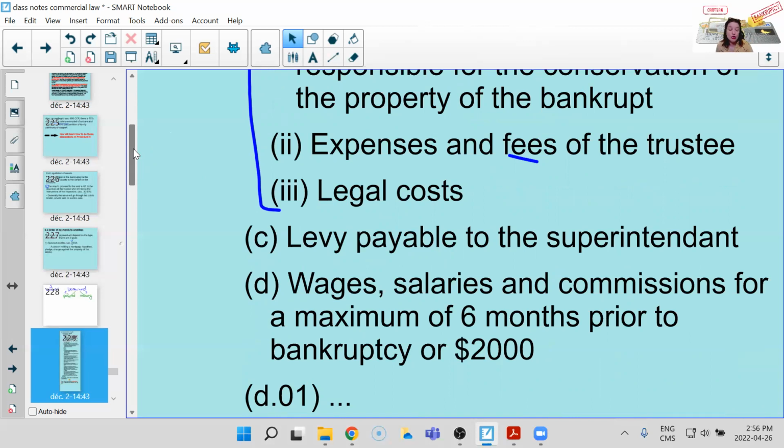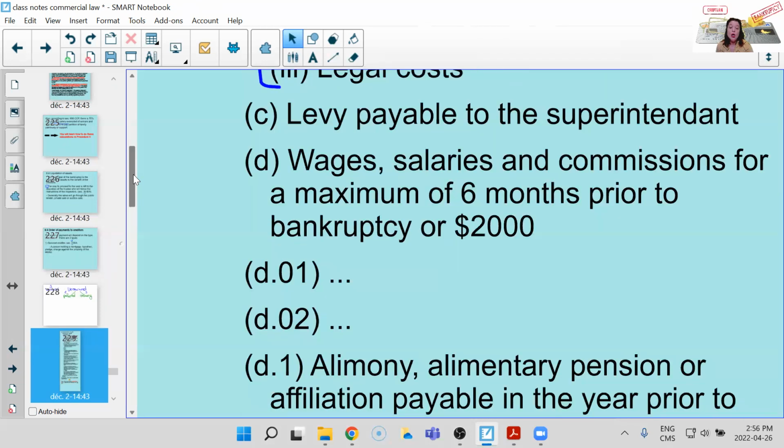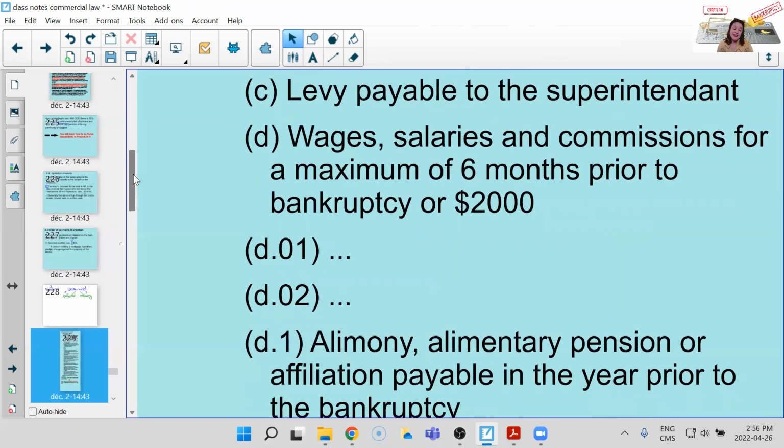Levy payable to the superintendent. That is an amount of money that you pay to the superintendent to manage your file. Okay. There's nothing free in life. So if I say there's a $500 payable to the superintendent, it goes there.